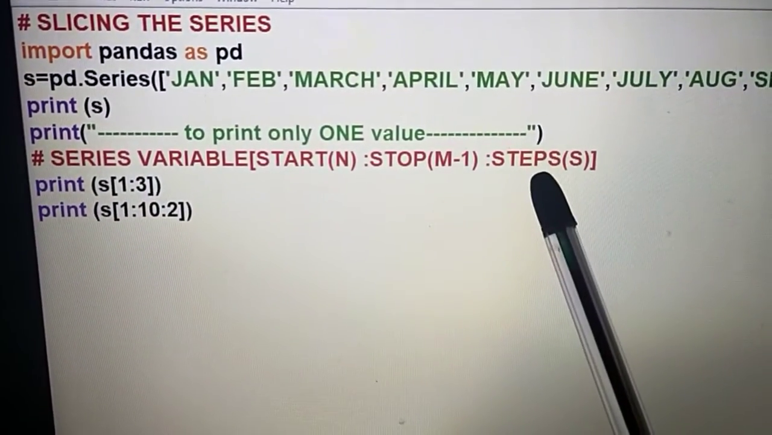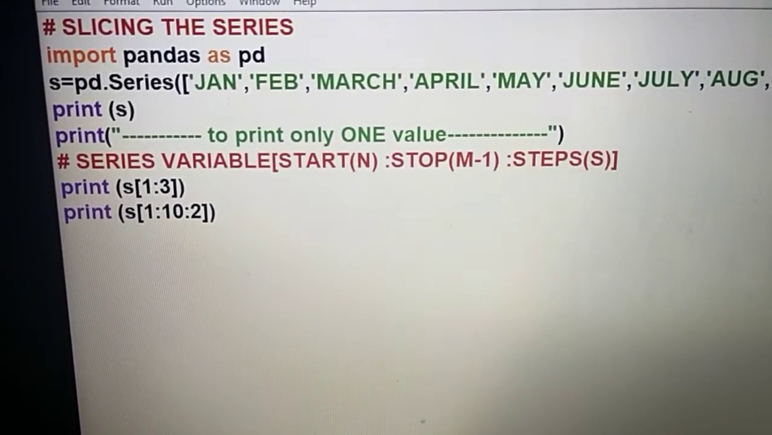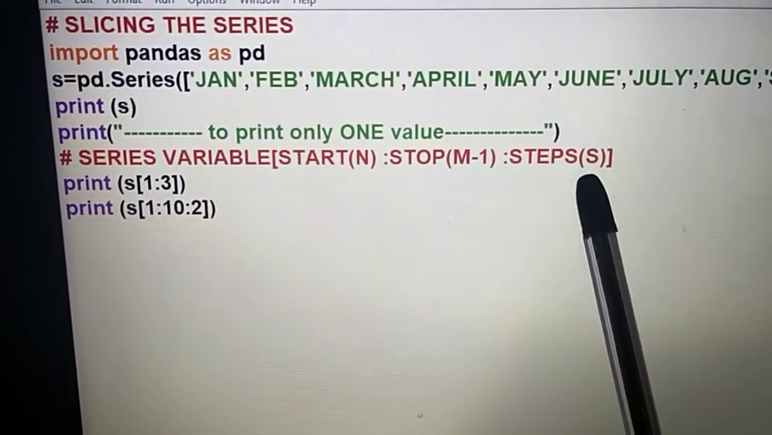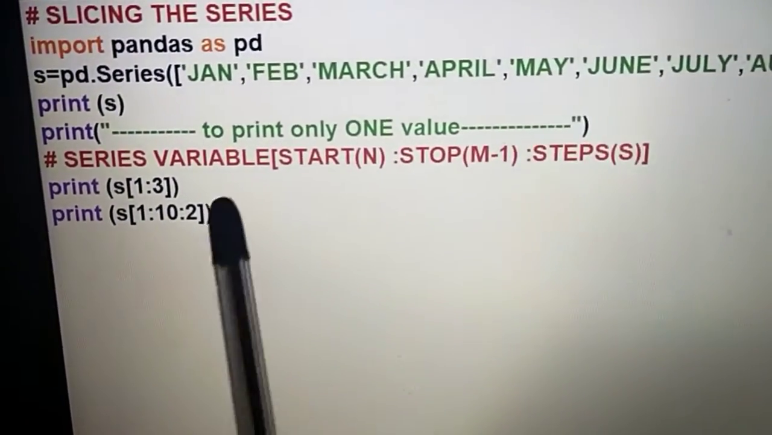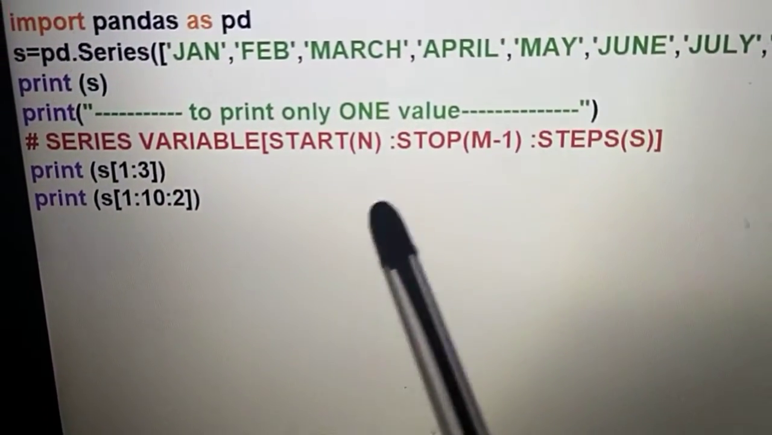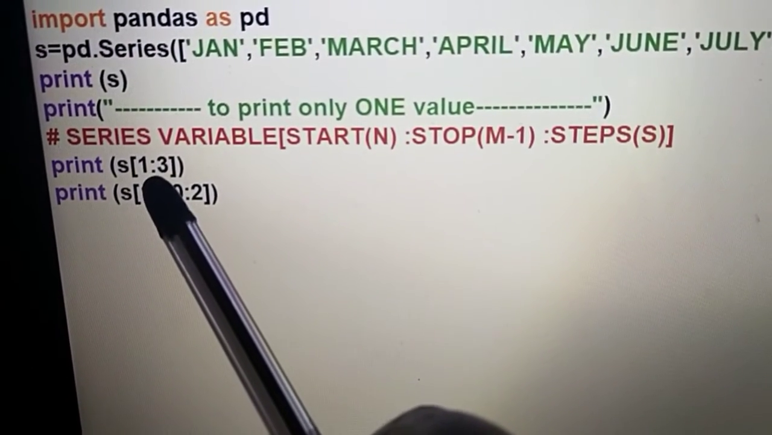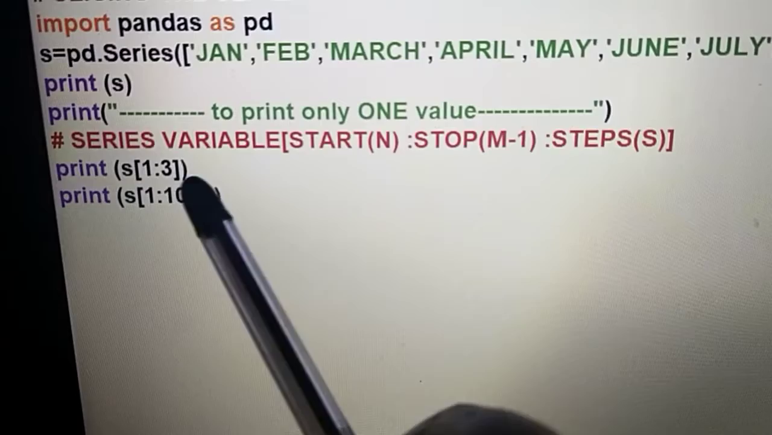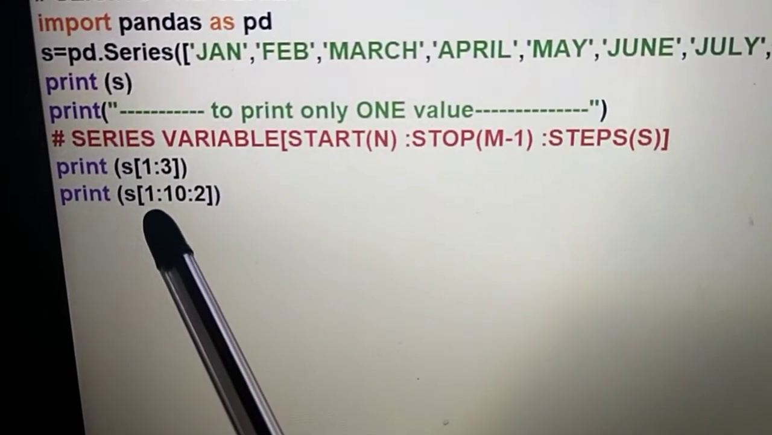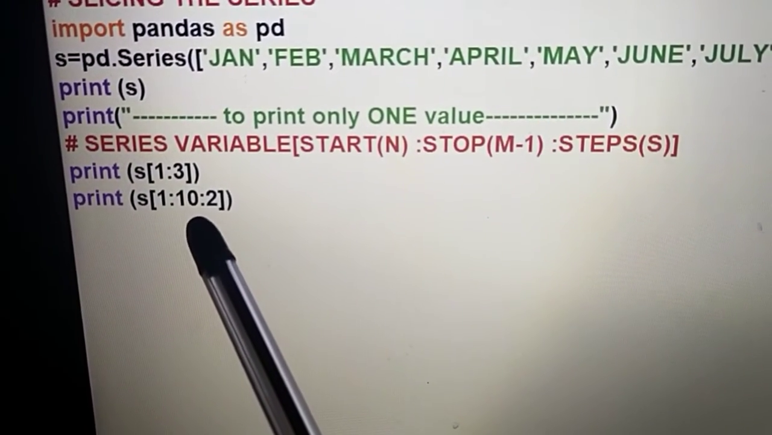Then over here it will be step, whether you want to jump from one step to another, after 2 steps, after 3 steps, then you need to mention the steps. So it's not compulsory that you need to mention the start, the stop, the steps. All these 3 are optional. For example, in the second one I mentioned only the start and the stop, but I didn't mention the steps, right? Over here I mentioned the start. It will start from 1.